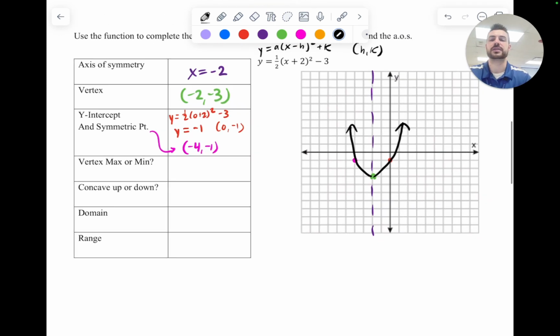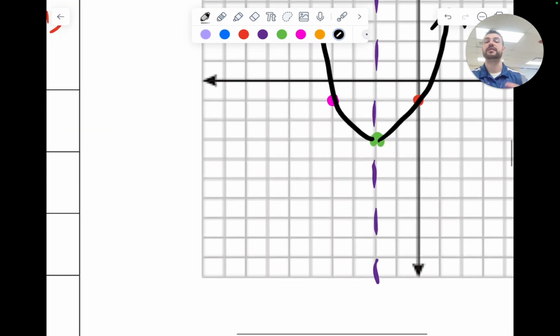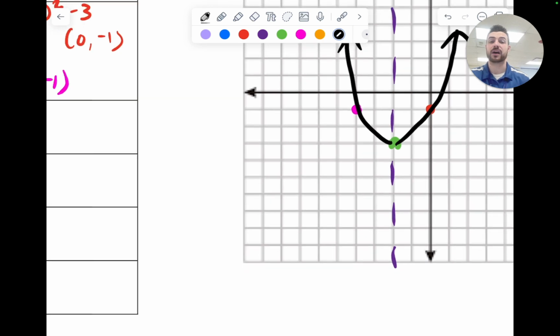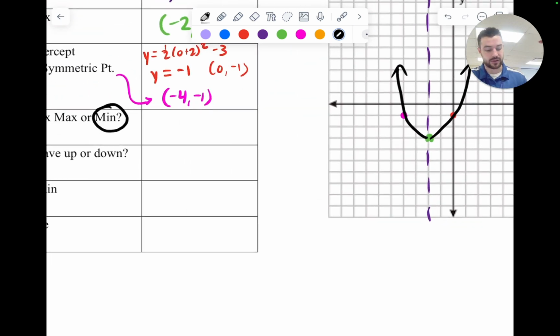Is my vertex a maximum or a minimum? Well, as we can see, the vertex is a low point, so it is going to be a minimum, and the value of that is the value of our function. So we need the y value, which is -3.